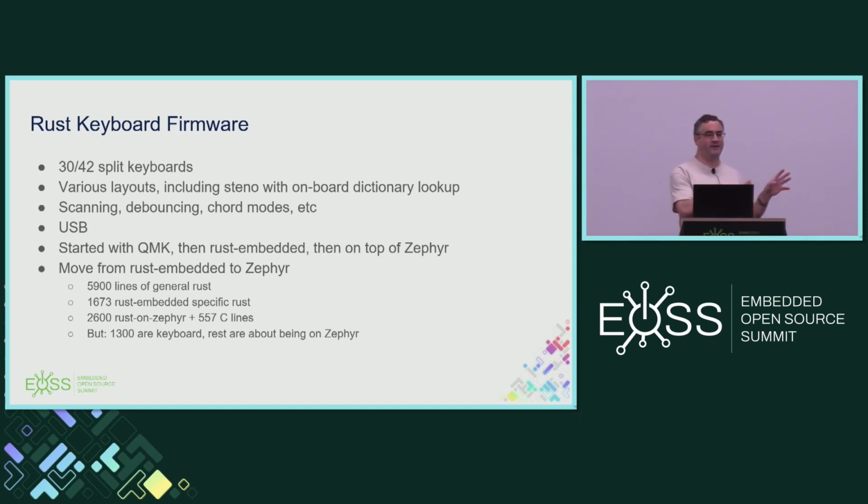And we'll get to in a minute why, while I don't mind sharing it, it's not something that's usable to anyone yet. My firmware right now is about 5,900 lines of general Rust that didn't change when I moved it from Rust embedded to sit on top of Zephyr. By not changed, there were less than like 10 lines of code that had to change for various things. There were 1,600 and some lines of code, with comments, it's not a slot count, of Rust embedded specific code.